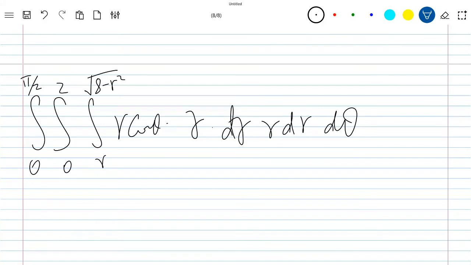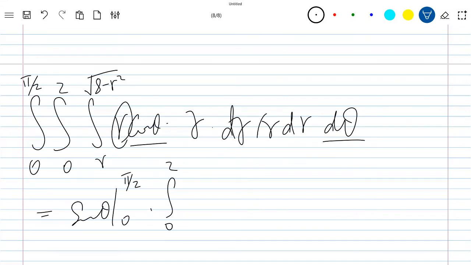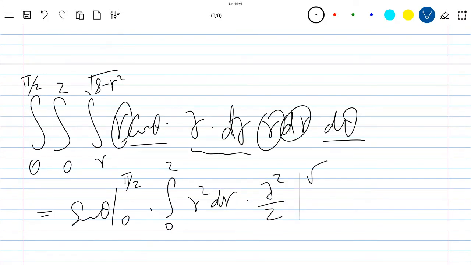Okay, so similarly, we can do the integral. And this time you can integrate d theta first. So that gives you sine theta from 0 to pi over 2, which is just 1, right? Then for dz, let's keep the r terms together. You give r squared dr, and then z dz would give you z squared over 2, and plug in two limits.